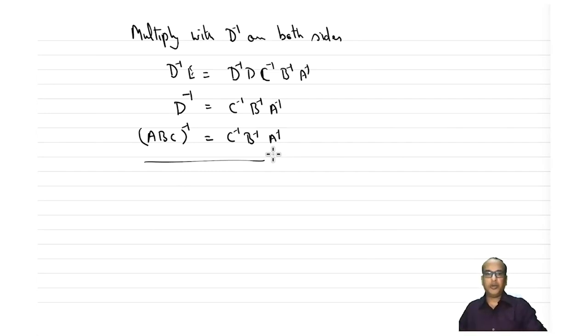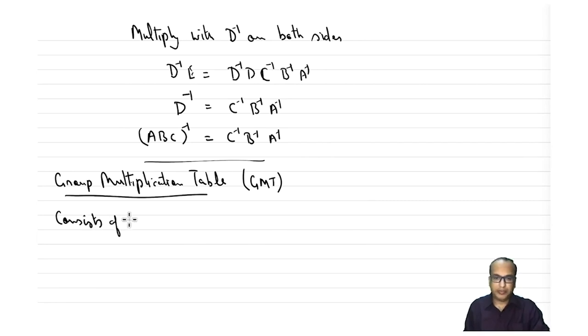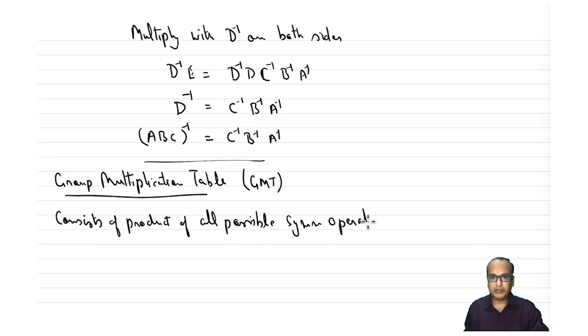So now let us go to something called the group multiplication table. So why do we need to look at a group multiplication table? Basically, it's also abbreviated as GMT. It consists of the product of all possible symmetry operations in a given molecule.